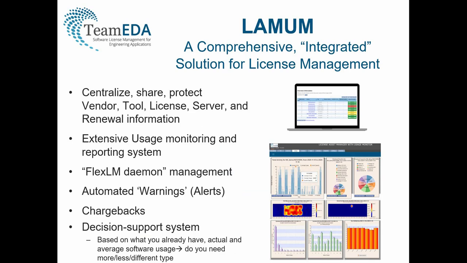LAMUM is a comprehensive integrated solution for engineering software licenses. So I like to describe this as a SAM tool on the one hand and then a usage monitoring tool on the other, but it is a combined software solution. From a SAM or license asset management point of view, it allows us to centralize our license information so we can share, we can protect it from the business, and in here this is where we can list the vendors, the tools, lots of information about each of the licenses and servers. Ultimately, we can store all this information about the renewal information.